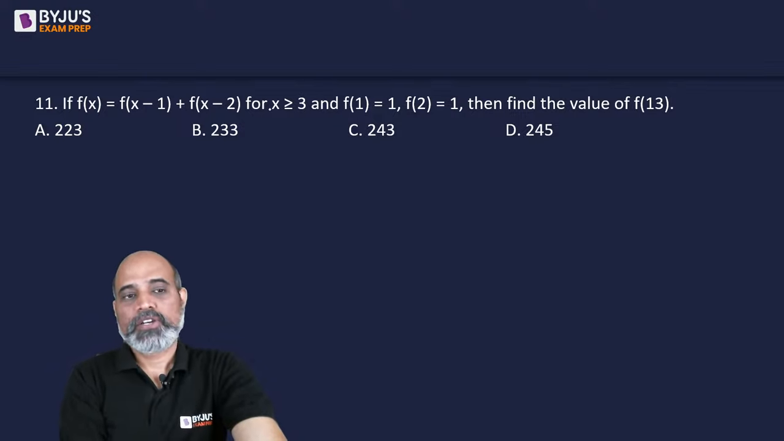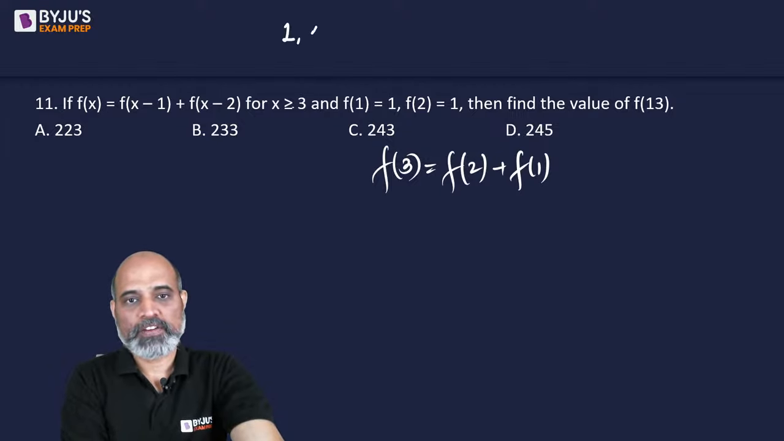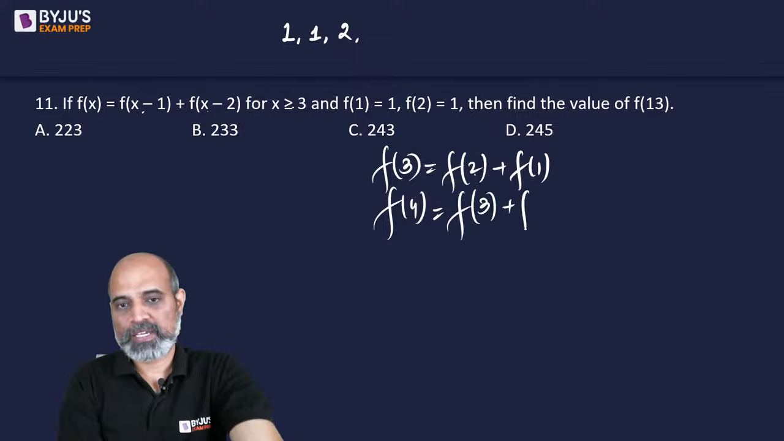ठीक है? तो एक काम करते हैं, x की value 3 रखते हैं. So if I put x is equal to 3 here, this will look like f of 2 plus f of 1, right? Where f of 1 is 1, f of 2 is 1, and f of 3 is going to be 1 plus 1, which is 2. Now f of 4, if I put x is equal to 4, this will become f of 3 plus f of 2. F of 3 अभी calculate करा 2, and the previous one is 1, so this will give us 3. 2 plus 1.